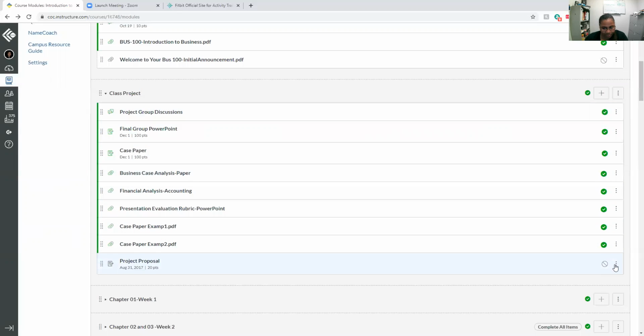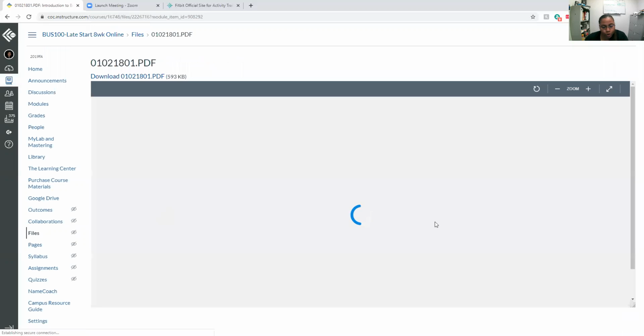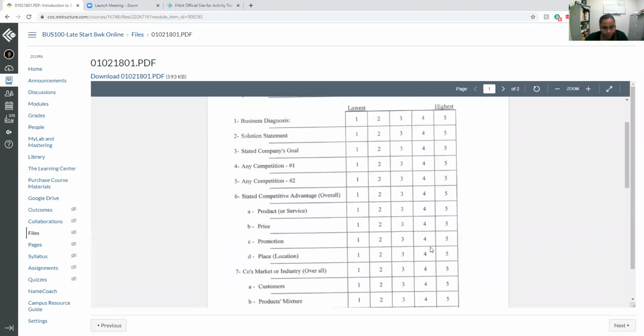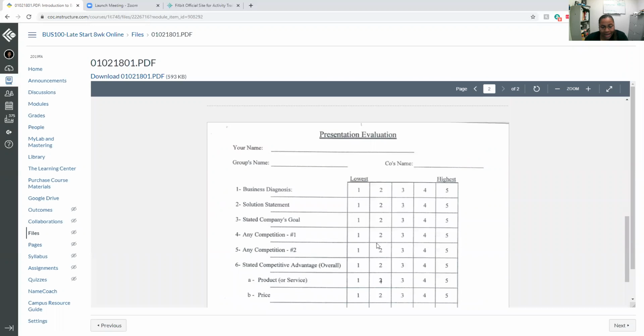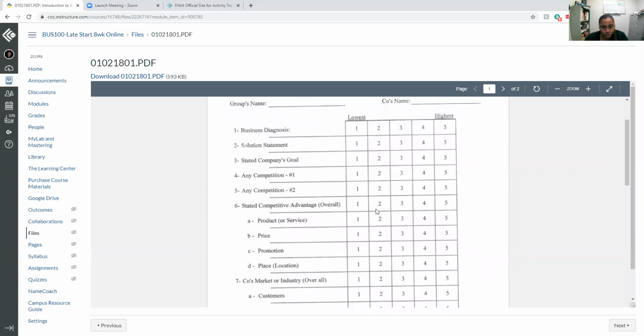That I stopped students from doing that because I thought it was a waste of y'all's time. This is the PowerPoint rubric. So remember, do the paper first. You do the paper first, you're going to answer all these questions. Now, this is just one page.